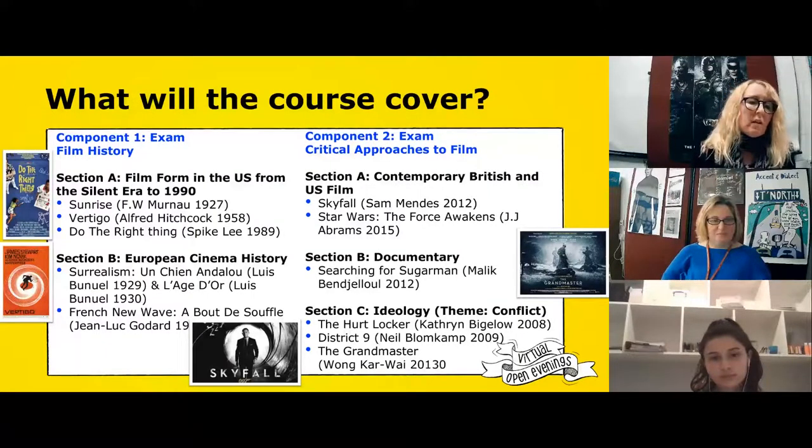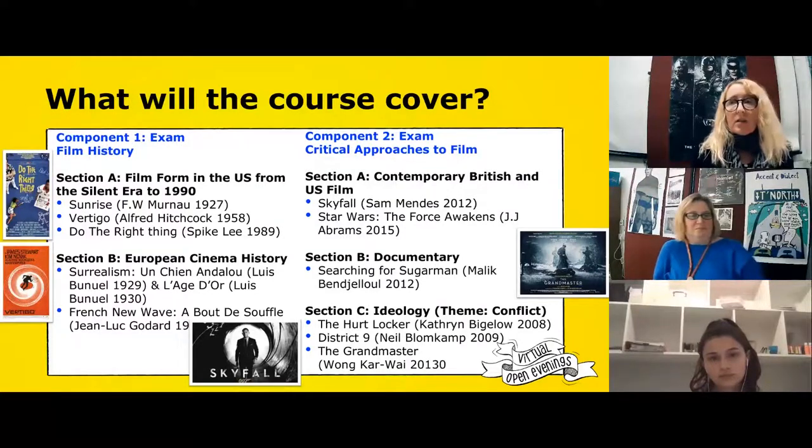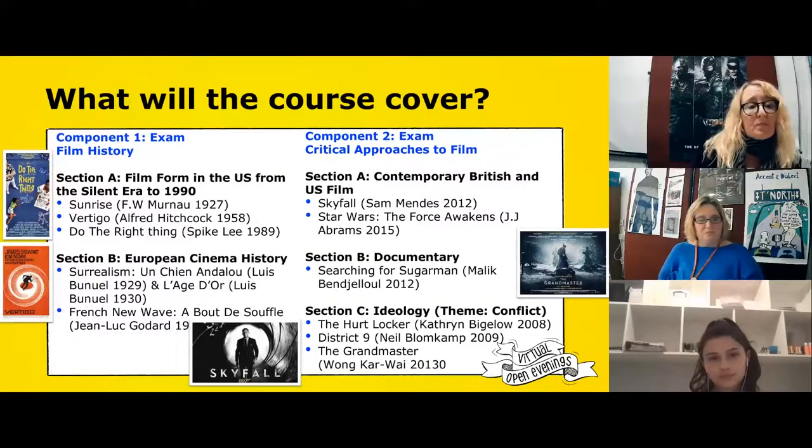So we start off with film history, a wonderful place to start. And you look at texts as diverse as Sunrise, which is a German expressionist influenced, not completely German expressionist, but expressionist influenced silent film from the 1920s. A beautiful piece of filmmaking. We then go into looking at Vertigo, obviously a classic of Hitchcock's thriller oeuvre. Do the Right Thing, completely different, racial conflict, heat, tempestuous, a marvellous piece of filmmaking from the 1980s.